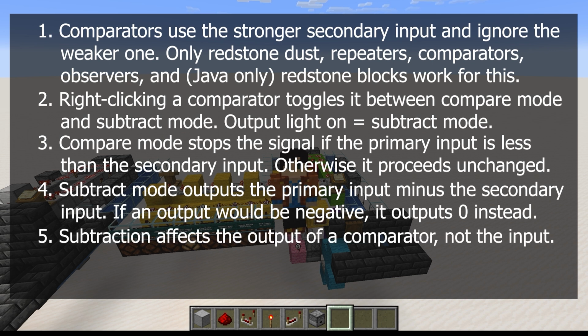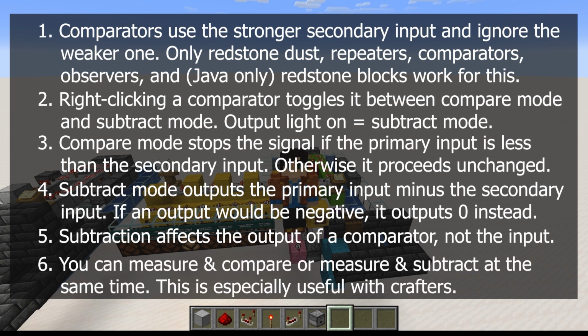5. Subtraction, even self-subtraction, only affects the output of a comparator, not the input. 6. You can measure and compare at the same time. You can also measure and subtract at the same time. This will be useful later when we start talking about the crafter specifically.